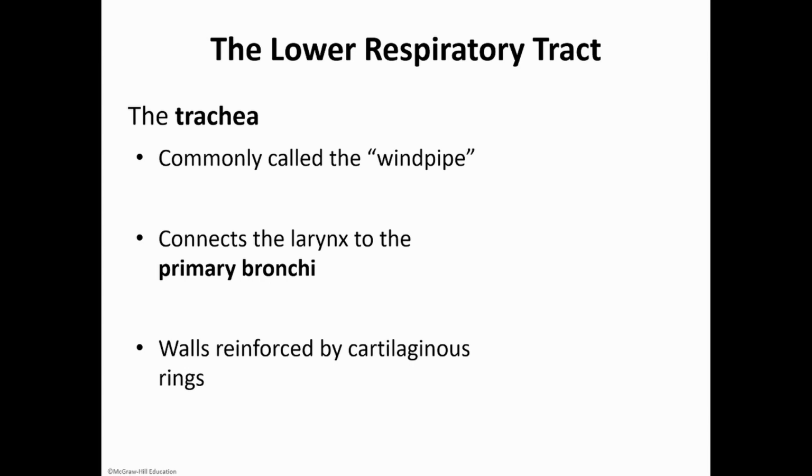The trachea is going to connect the larynx to the primary bronchi. Now, bronchi is plural, bronchus would be singular. And so if you think of the lower respiratory tract, we're going to be looking like an upside down tree. The trachea is going to look kind of like the trunk of the tree. The primary bronchi are going to look like the main branches before you get into all the little branches and leaves of the tree.